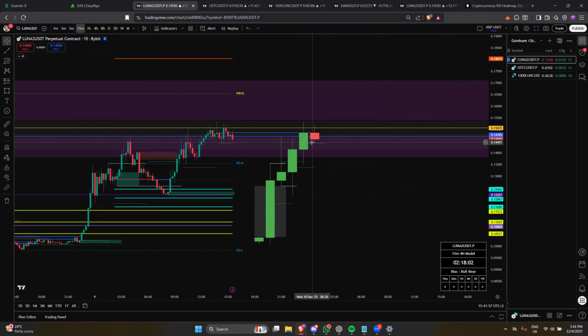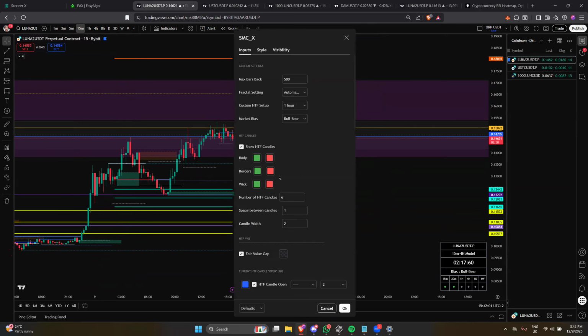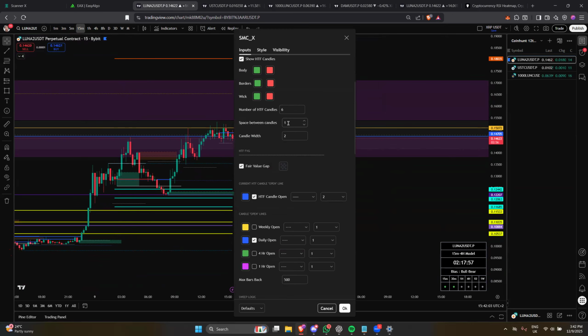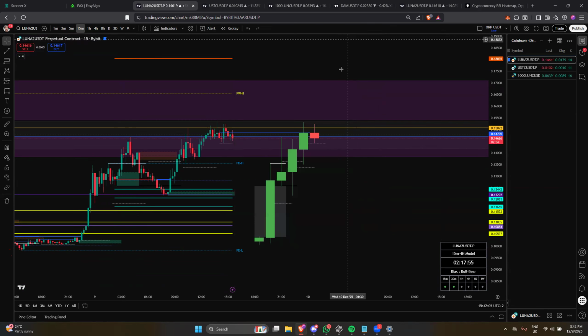Let me just see. Are you referring to the one on the bottom right now? You're looking at it at the bottom right. It shows you where you have a shape. So you have 15 minutes and 30 minutes bullish shape at the moment.